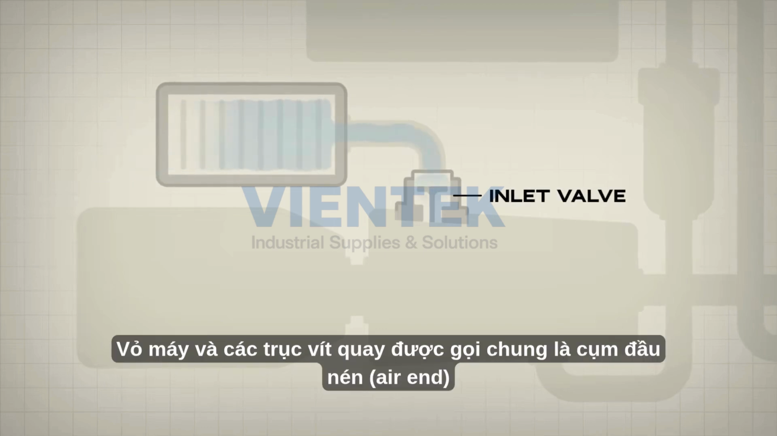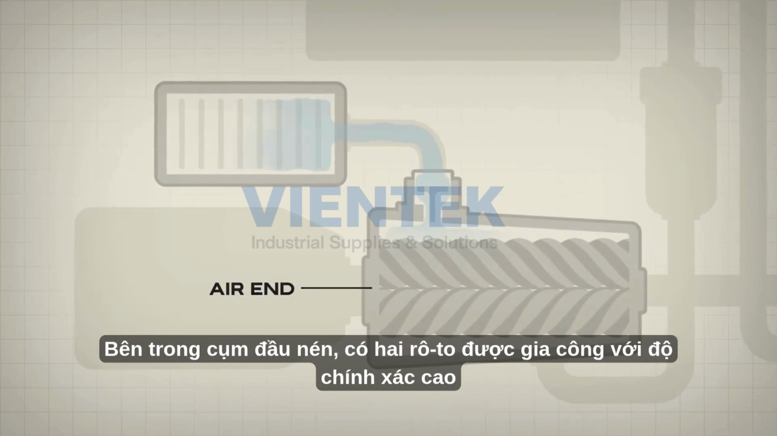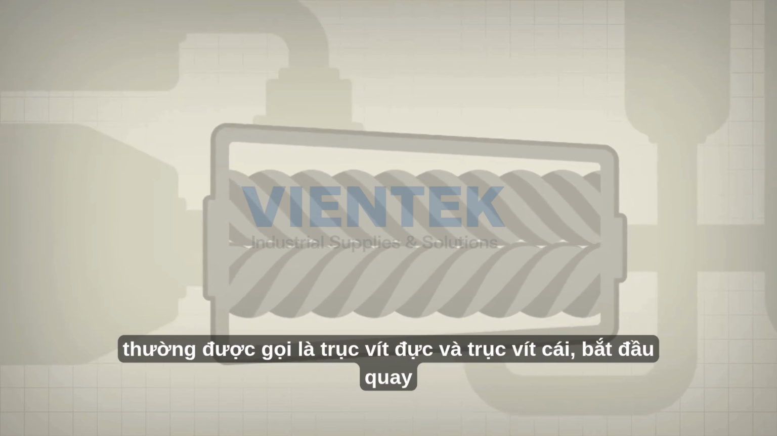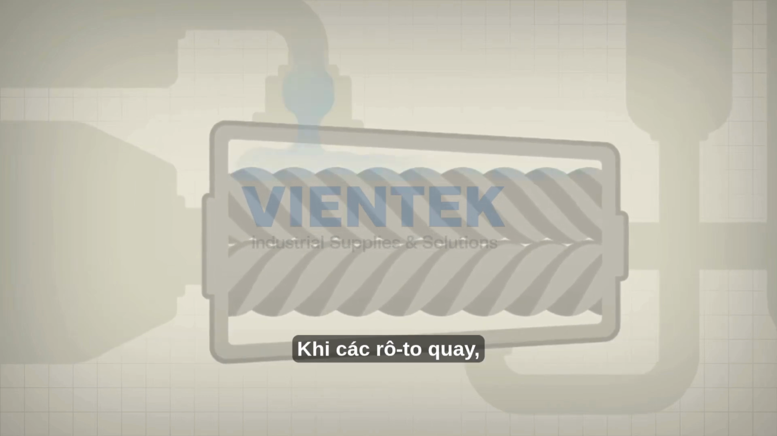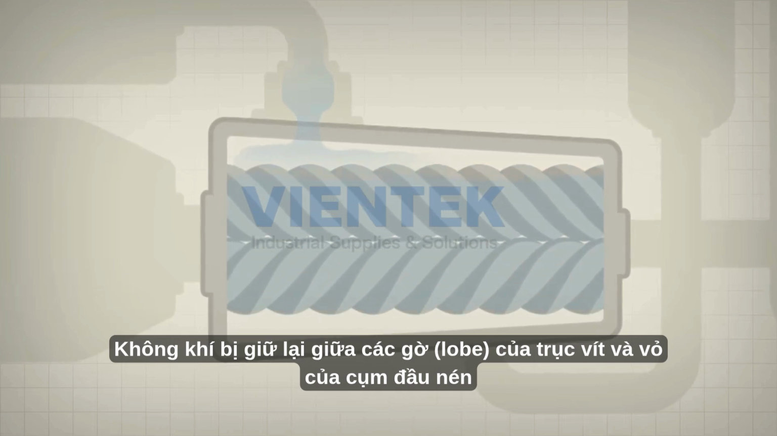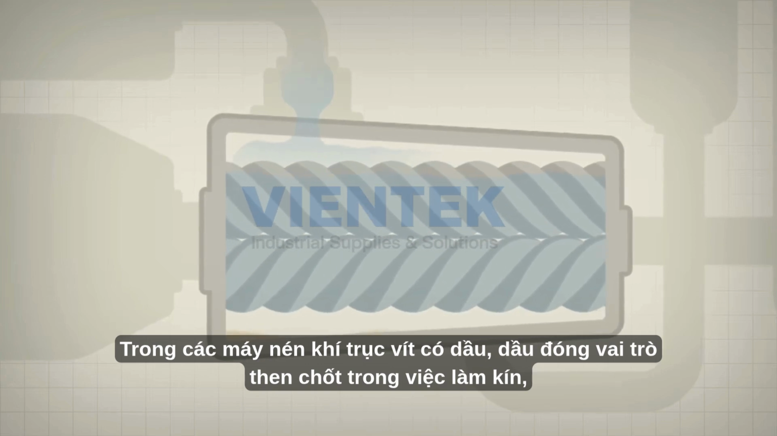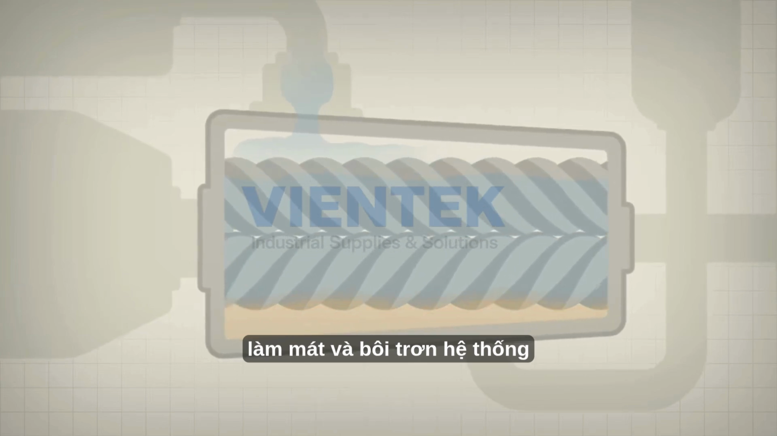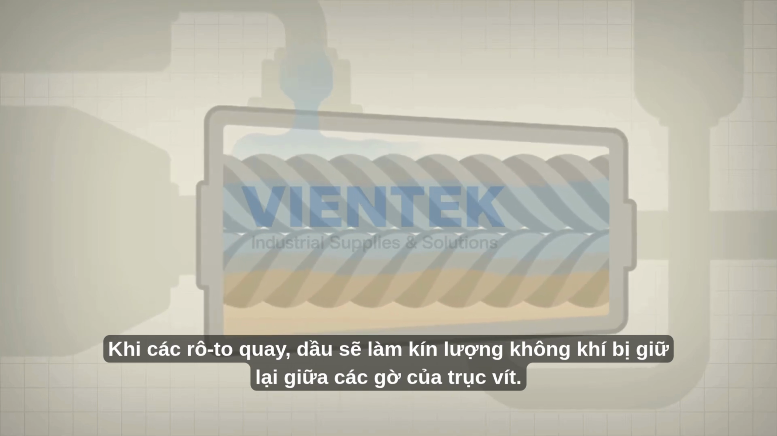The housing and rotating screws are called the air end. Inside the air end, two precision machine rotors, commonly called male and female screws, begin to rotate. As the rotors turn, air is trapped between the lobes and the air end housing. In oil-flooded compressors, oil plays a critical role in sealing, cooling, and lubricating the system. As the rotors spin, oil seals the trapped air between the lobes.